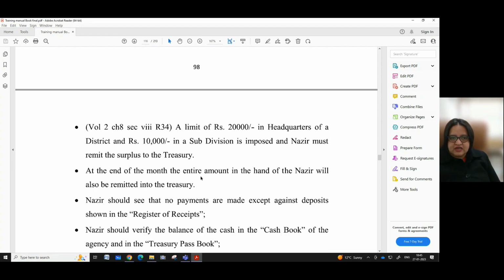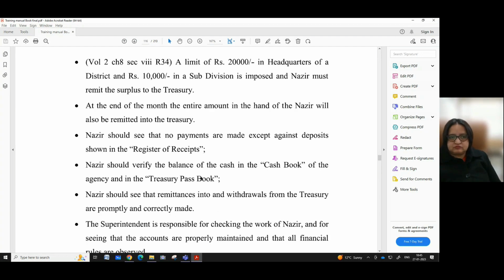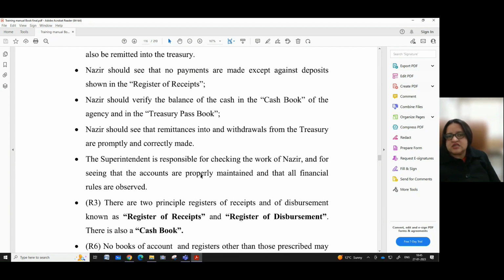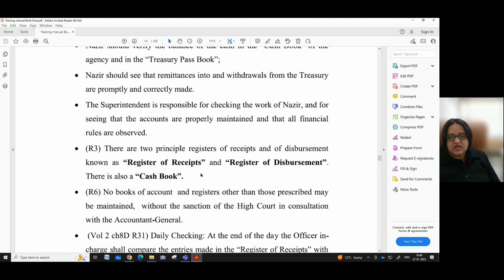Volume 2, Chapter 8, Section 8, Rule 34 says that a limit of Rs 20,000 in headquarters of a district and Rs 10,000 in a subdivision is imposed, and Nazir must remit the surplus to the treasury. At the end of the month, the entire amount in the hand of the Nazir will also be remitted into the treasury. Nazir should see that no payments are made except deposits shown in the register of receipts. Nazir should verify the balance of the cash and the cash book of the agency and in the treasury passbook.